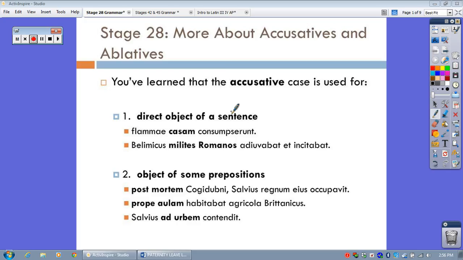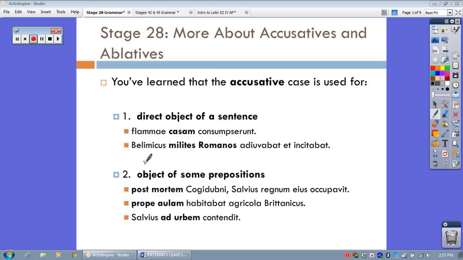I hope you sang along with me. That felt lonely. Okay, now, you obviously know that the accusative case is used for the direct object of the sentence, as in these couple of examples here. The accusative words are boldface there. Flammae casam consumpserunt. The flames literally ate the little house, or consumed the house. Belenicus milites Romanos adiuvabat et incitabat. Belenicus was helping and inciting the Roman soldiers, being the direct object.